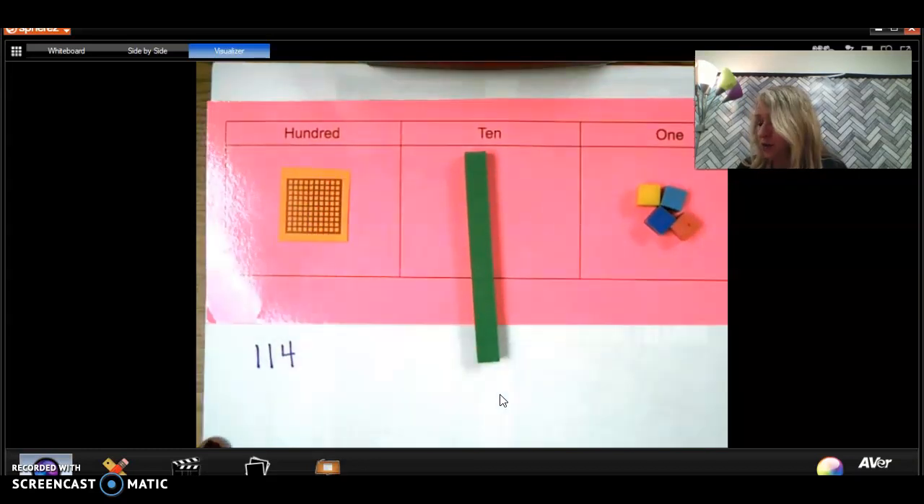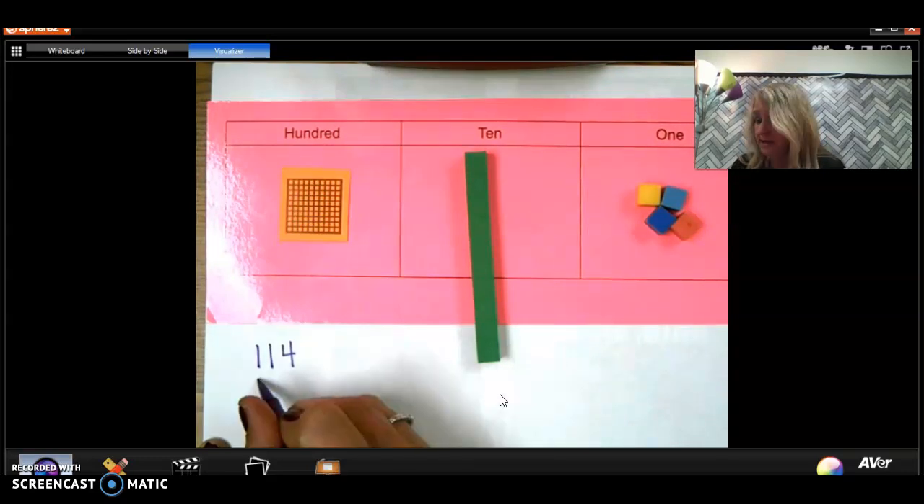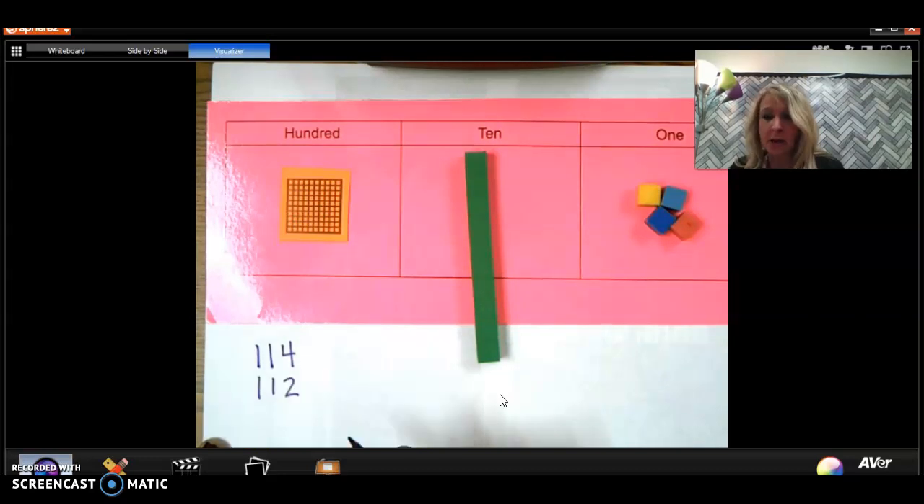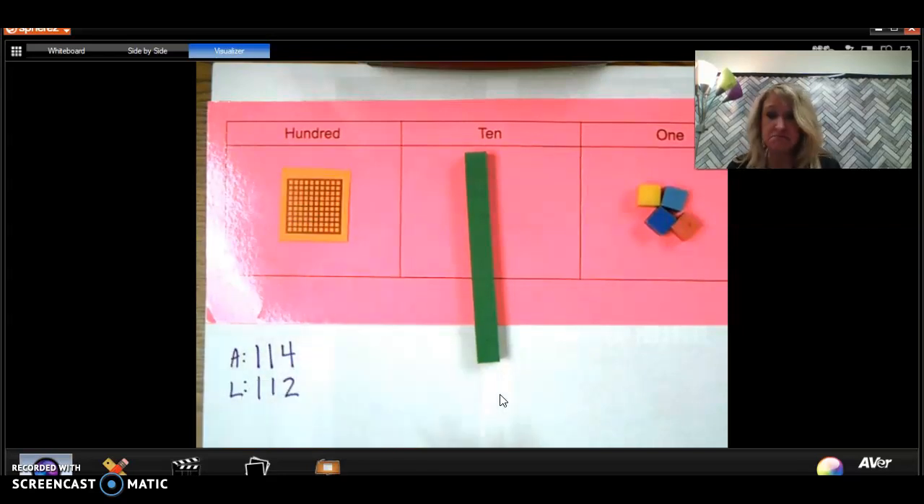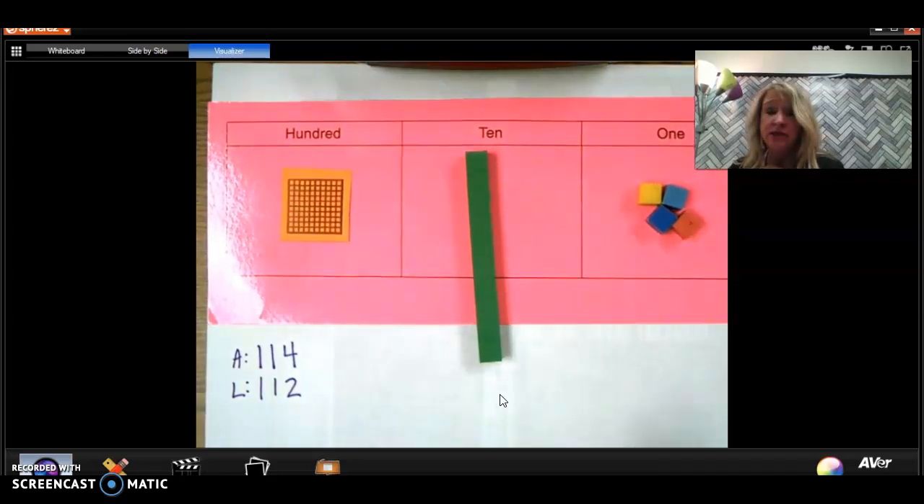All right, so then we know also that Linda has 112 pieces of paper. Well, my problem is, or my question is rather, who has more? Who has more pieces of paper? Amanda or Linda? Well, we are going to find out, and then we're going to be able to tell others why. How do we know that? How do we know which one has more?